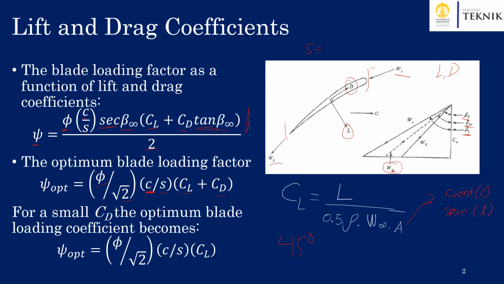In most cases, we find that the drag coefficient is normally smaller compared to the lift coefficient, so we can further simplify the equation for the optimum blade loading factor as phi divided by the square root of 2, multiplied with the ratio between C and S, multiplied with the lift coefficient. To recall your memory, phi is the ratio between CA and U, and this is the equation we can use to get the optimum blade loading coefficient according to the lift coefficient.